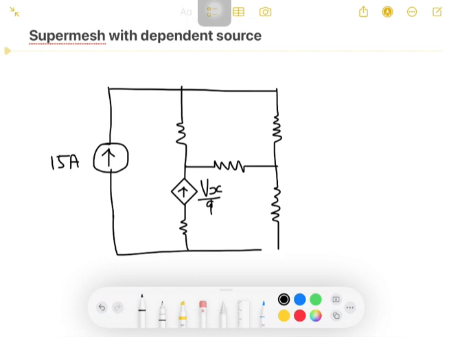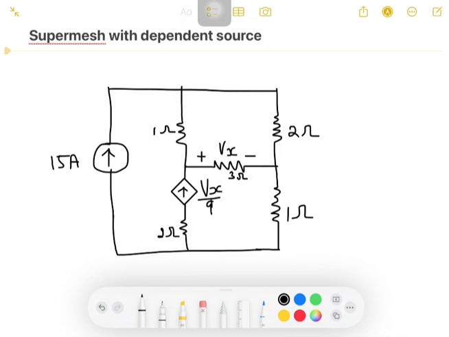Let's give the values for this. This is 2 ohms, this is 1 ohm, and this is 3 ohms. I will write 3 ohms below, since there is a voltage drop across this 3 ohms, that is Vx. So based on this, it is dependent. This source is dependent on the Vx value. Here 1 ohm, and this is 2 ohms.